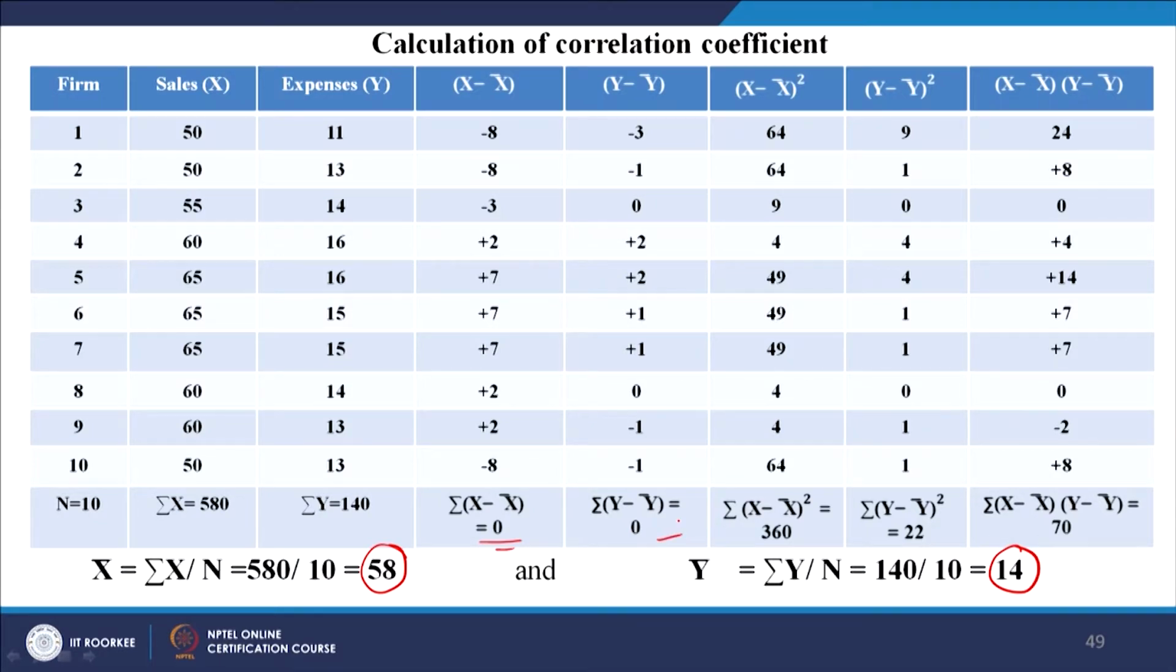Because they adjust each other, for that we will take the squares now. So, what is the sum of x minus x bar squared? 360, and y minus y bar squared is 22. Now, the product of deviations, x minus x bar into y minus y bar. If you multiply minus 8 into let us say minus 3, 24, minus 8 into 1 is minus 8, minus 3 into 0 is 0, so it goes on to 70.